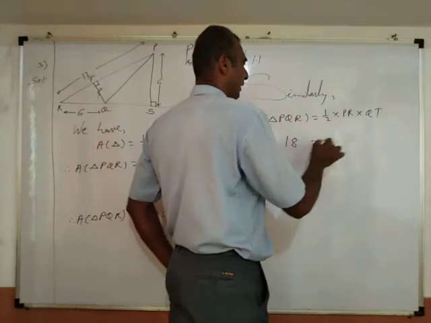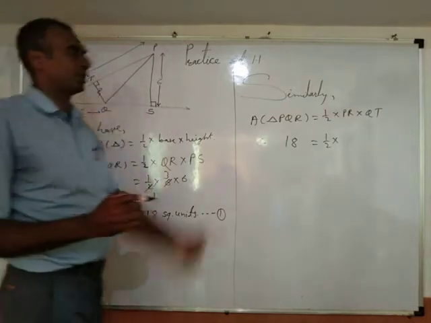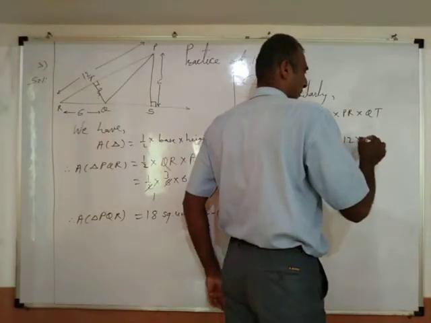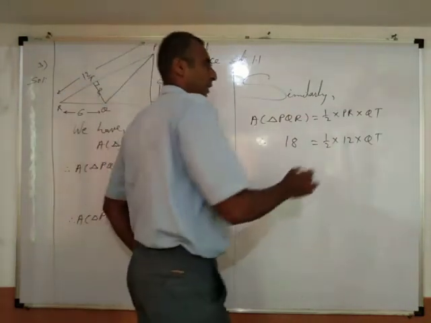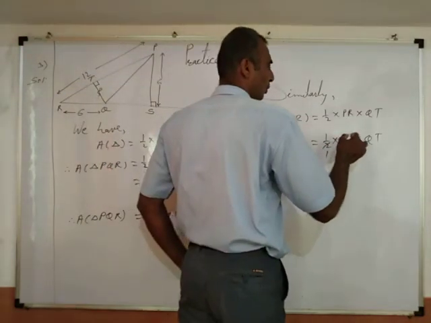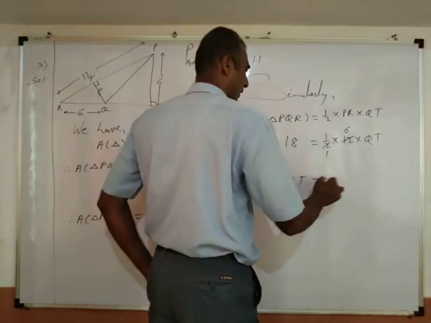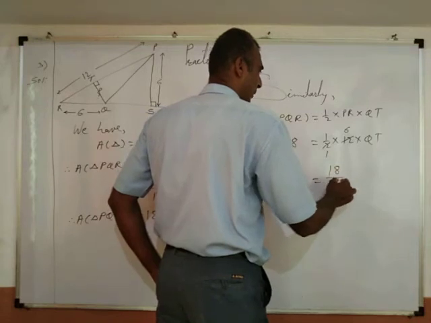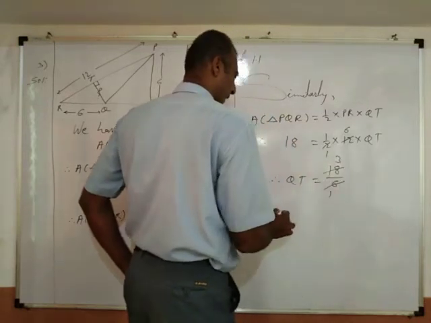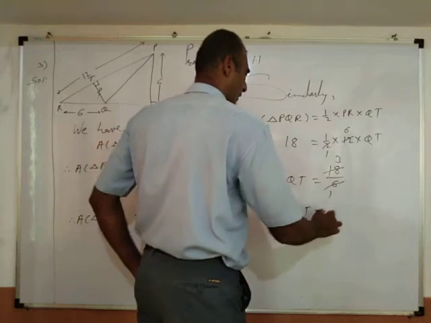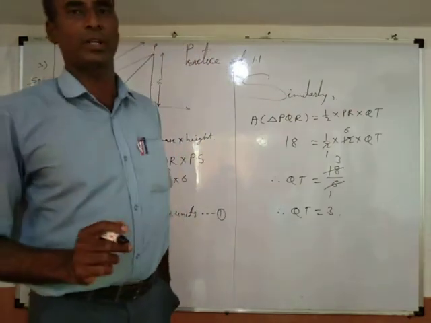Therefore 18 equals half into value of PR, already given, which is 12. We don't know QT, that we are interested to find. Okay. Now 2 ones are 2, 2 6s are 12. And therefore QT equals 18 upon 6. 6 ones are 6, 6 threes are 18. And therefore QT equals 3 units, or simply we may write QT equals 3.